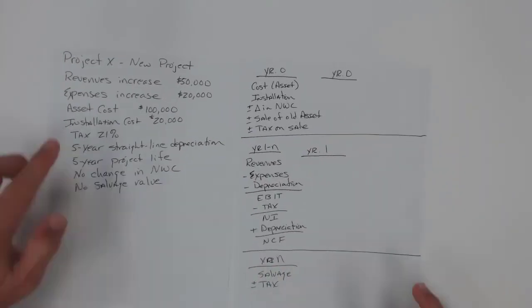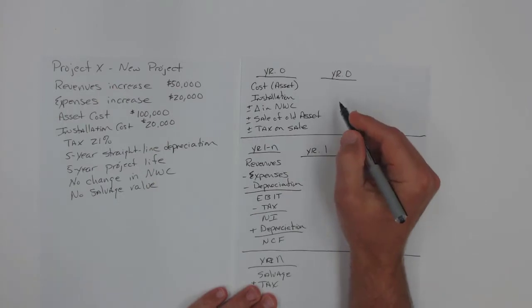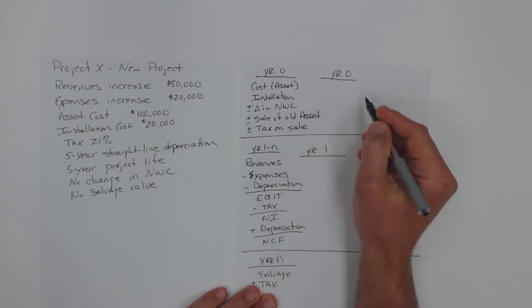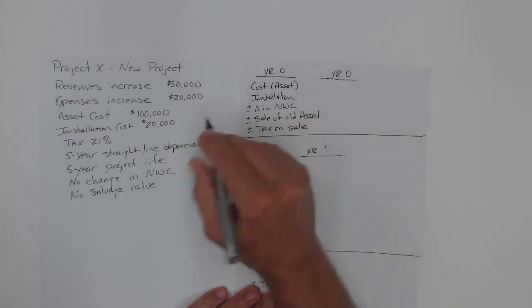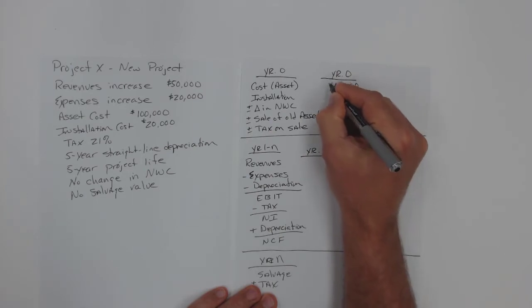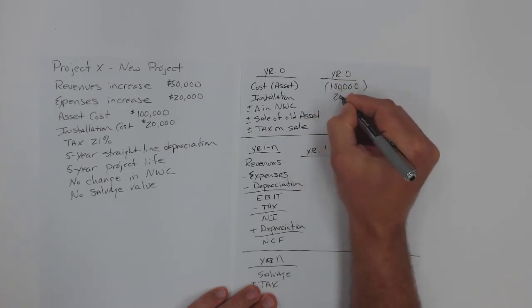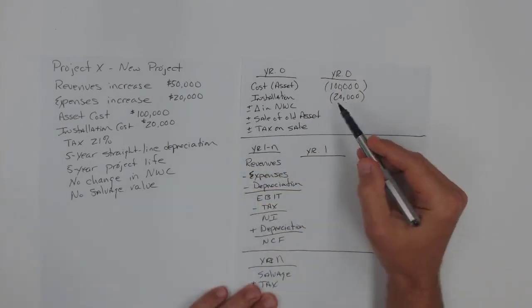Let's just go through this. Project X. First, we will deal with the year 0 cash flow, the net investment. The asset cost is $100,000. The installation is $20,000. There is no change in net working capital.